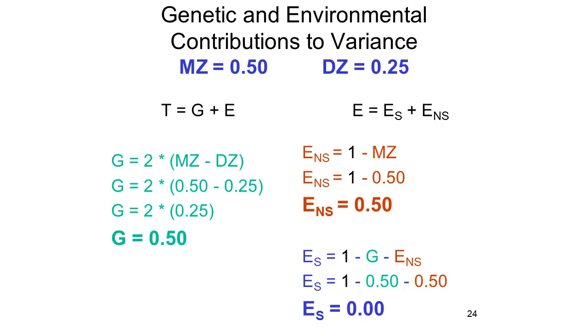And one more. Monozygotic twins, correlation of 0.5. Dizygotic twins, correlation of 0.25. Double the difference. 50% of the population variance is attributable to genes. 1 minus the MZ correlation, 50% of the population variance is attributable to the non-shared environment. What's left is nothing. None of the population variance is attributable to the shared environment.